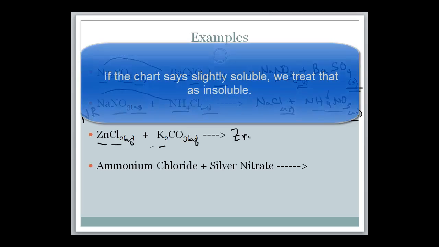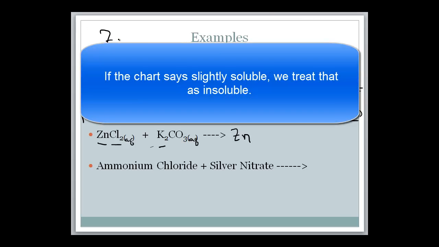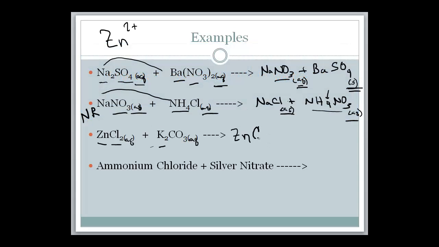Write the formulas. Zinc is another one of those that you should just know the charge. Zinc is 2+, so it would be zinc carbonate and potassium chloride. Zinc carbonate is insoluble, so it's going to get the solid. Potassium chloride is soluble, so it gets AQ. So one of them changes, so that reaction does happen.